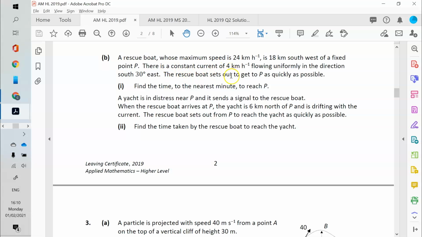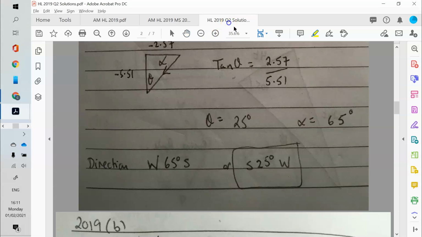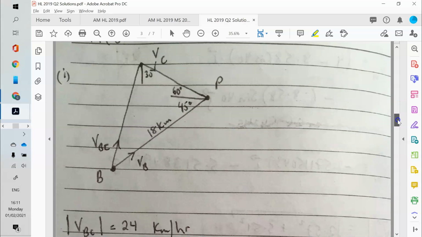There's also some current in the water, which is flowing at 4 kilometers an hour uniformly in this particular direction that we've been given here, south 30 degrees east. So I'm trying to take these vectors and put them together in a vector diagram, bearing in mind that the boat is trying to get to the point P as fast as possible.